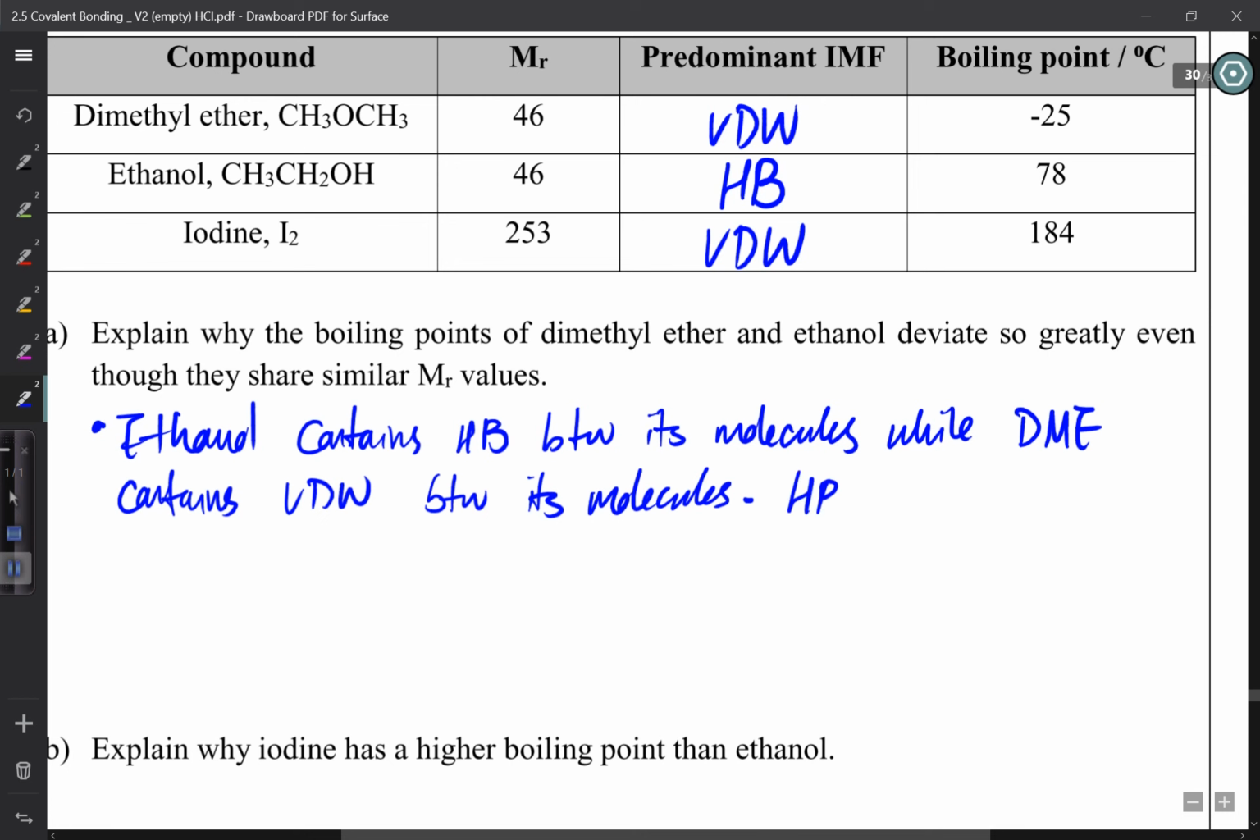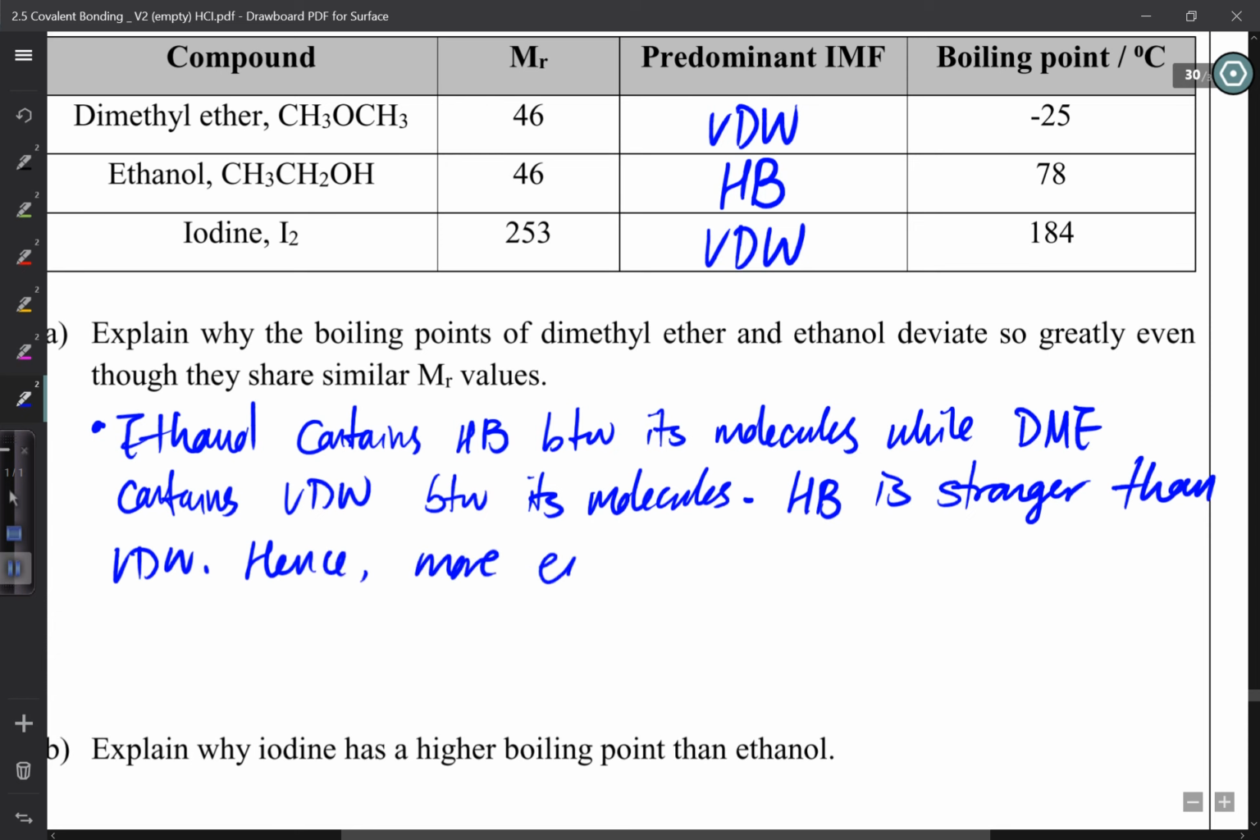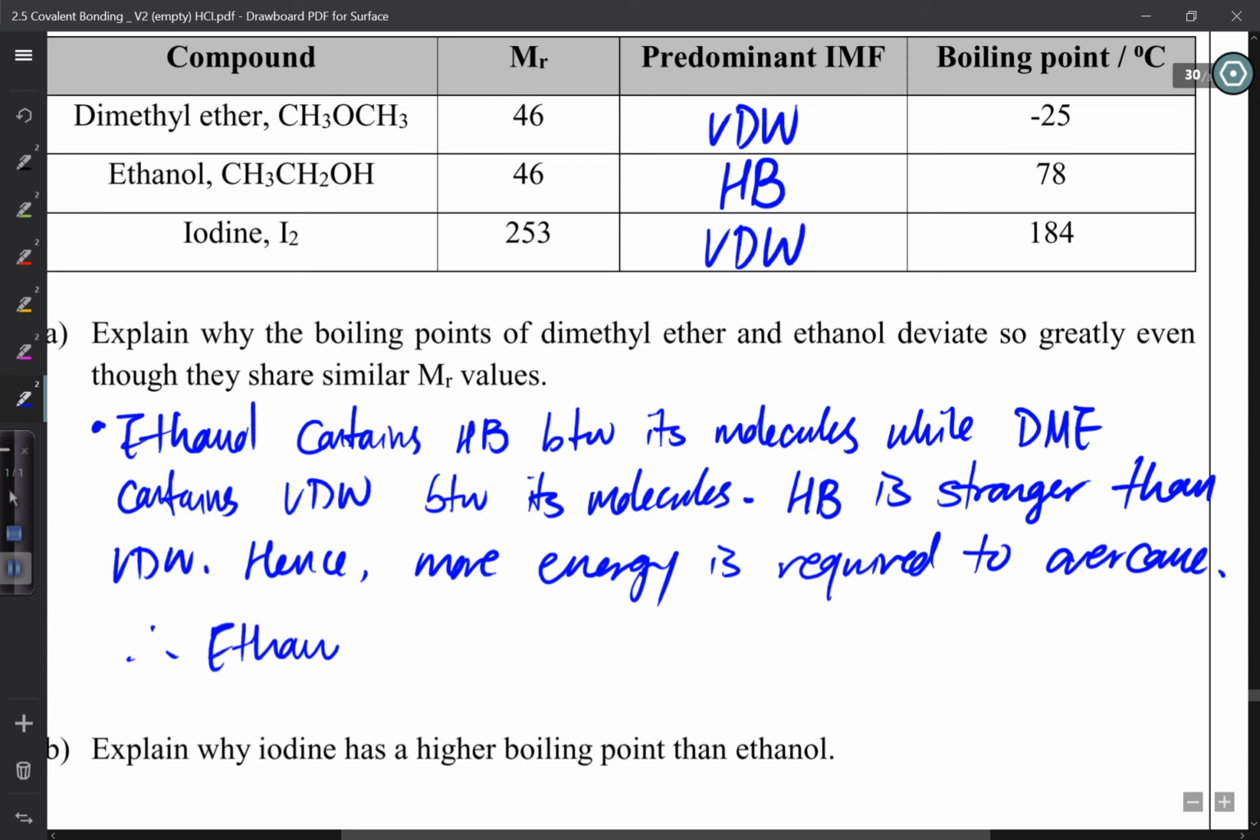So then you say that hydrogen bond is stronger than van der Waals forces, right? Hence, more energy is required to overcome it, therefore ethanol has higher boiling point.